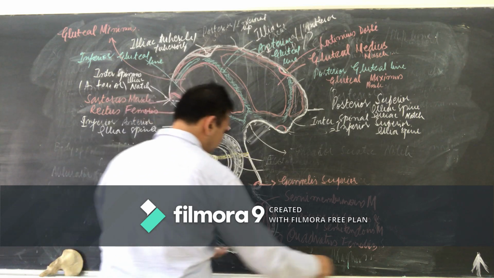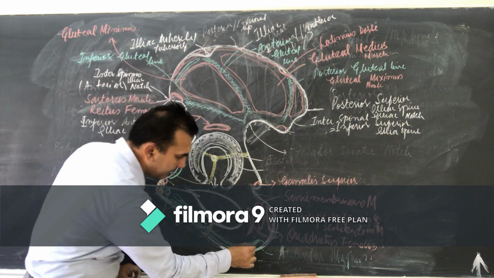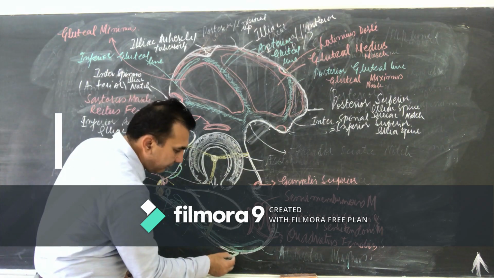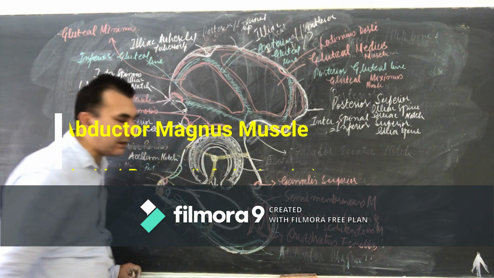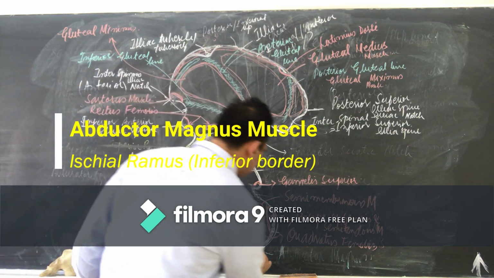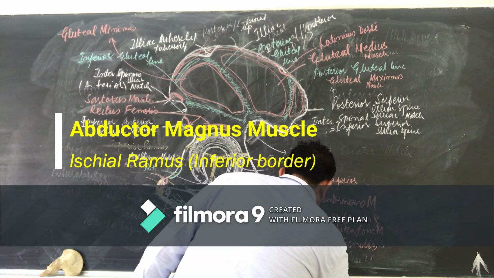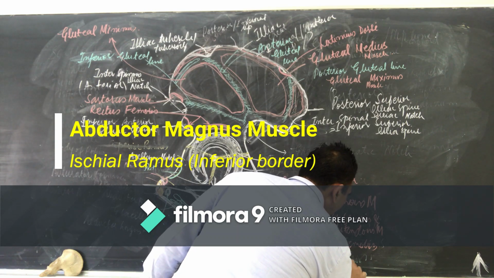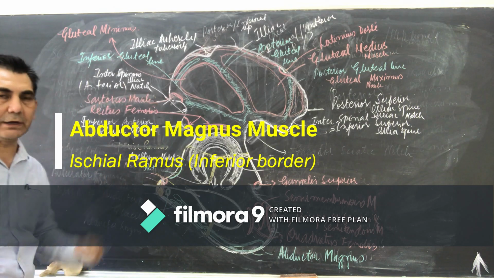Now you are looking at the green line. This is the ischial ramus. The inferior border of the ischial ramus is for the attachment of the adductor magnus muscle.